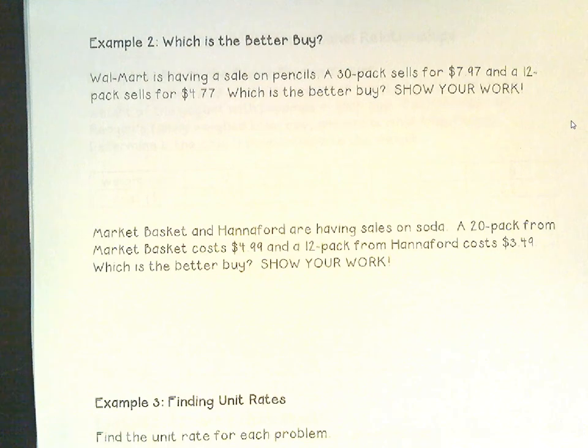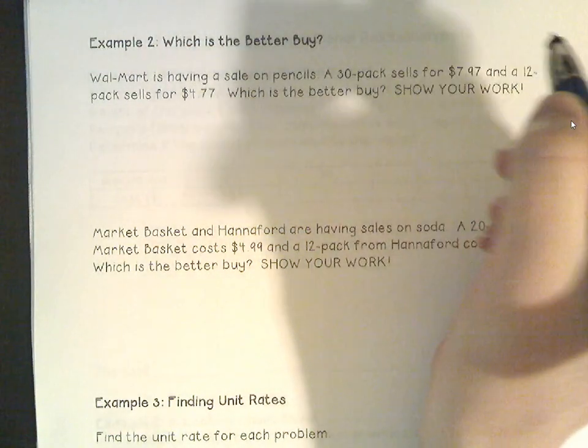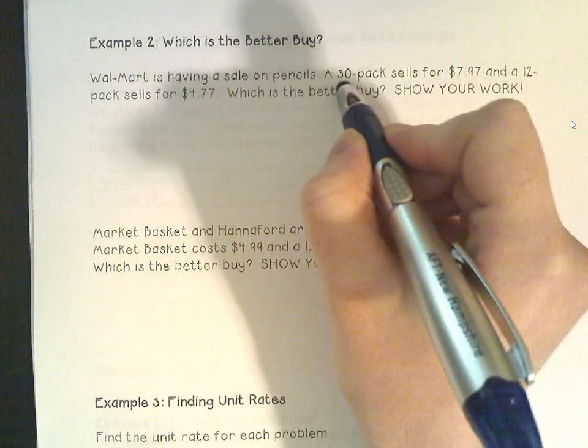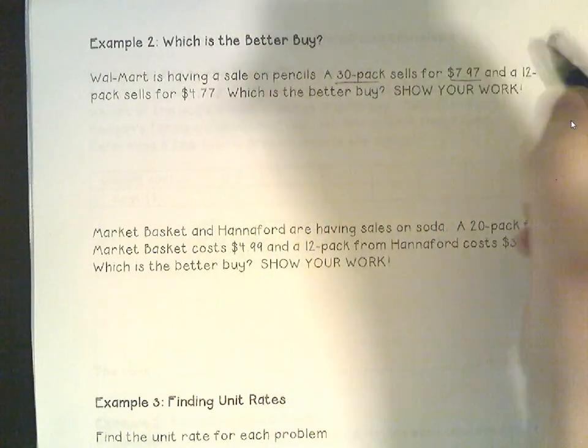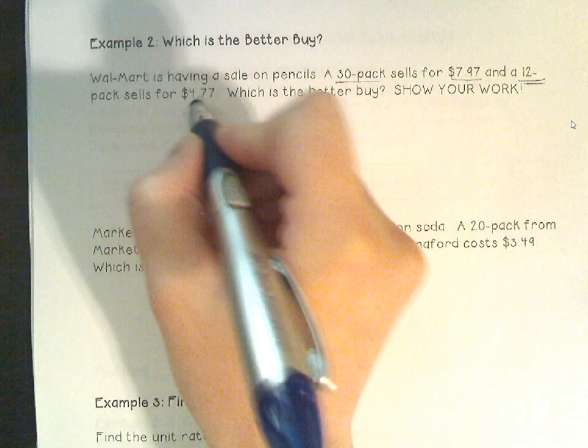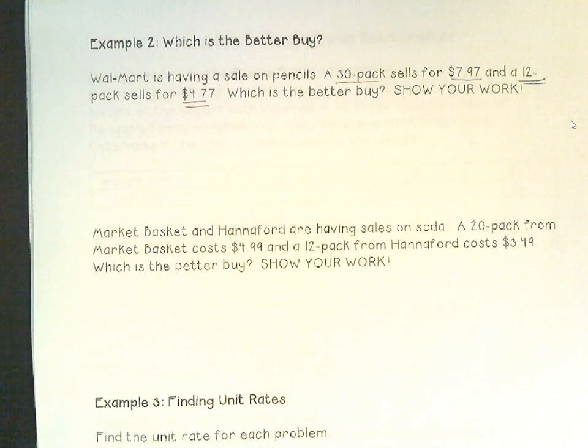So we know that there are two relationships that we are looking at. We have a 30-pack for $7.97 and a 12-pack for $4.77. How can I see which one is a better buy? Well, first you can assume, but assuming something or guessing something will not show that I know what I'm doing. So I think the best way is to find the price for one pencil.